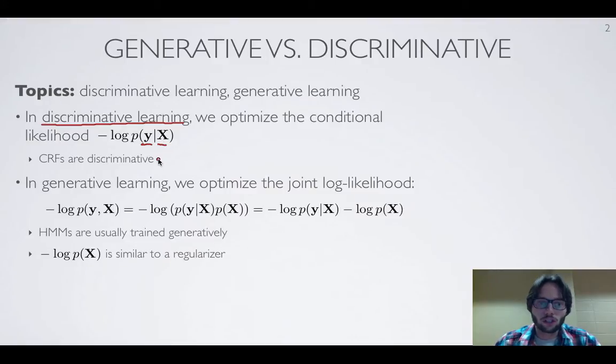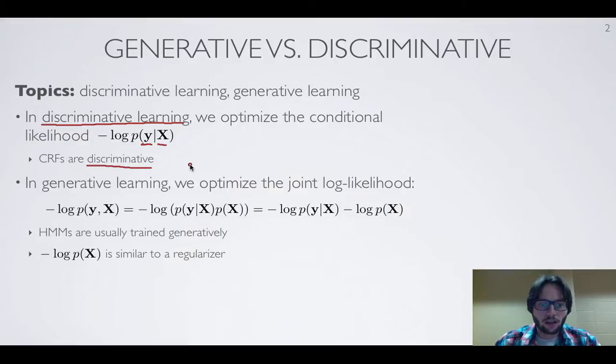So for instance, conditional random fields are usually trained in a conditional way. And they actually always train conditionally because a conditional random field only defines a conditional distribution. It doesn't really look at defining a distribution just over x, or a joint distribution over y and x.